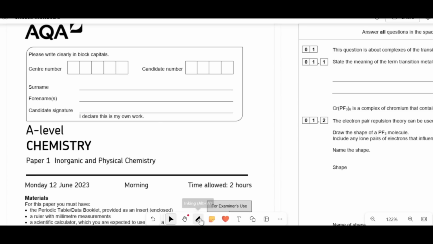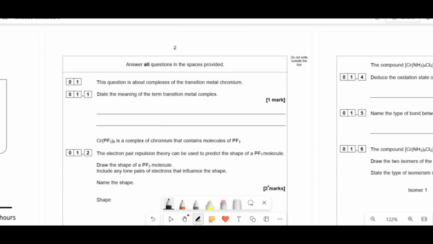Hello, everybody. Welcome back to another episode of the A-Level Cookbook. Today, we're going to be doing the AQA A-Level Chemistry, Paper 1 from 2023. So this question's about complexes of the transition metal chromium.